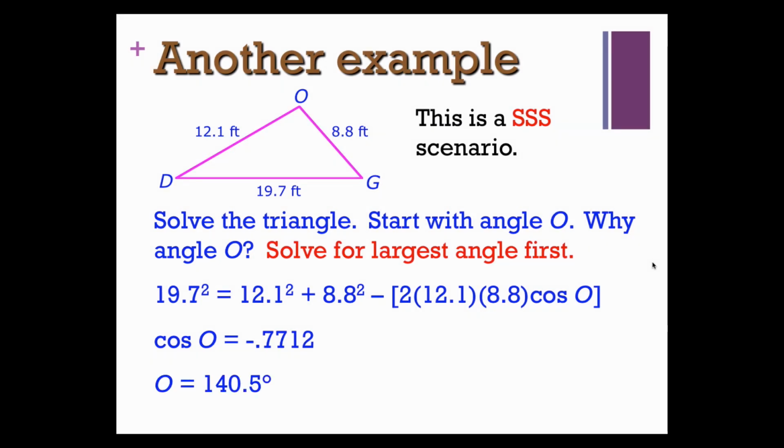140.5 or 46, right? Because with 2 decimal places, I only went to 1. That's beautiful. Now I know that angle O is 140.5. What do I do next? Law of sines. Law of sines. For which angle? D or G?